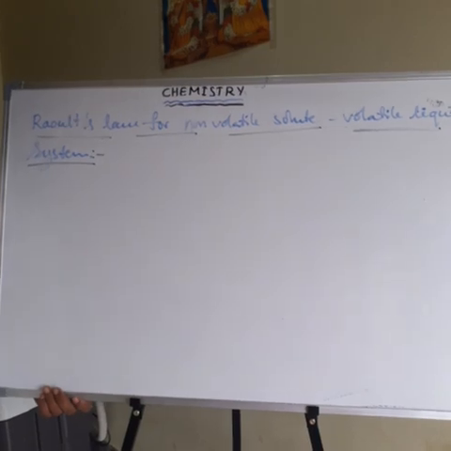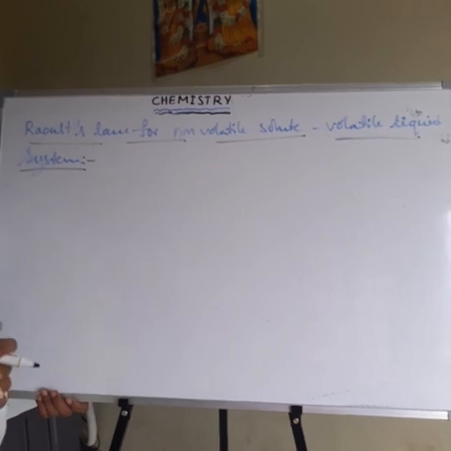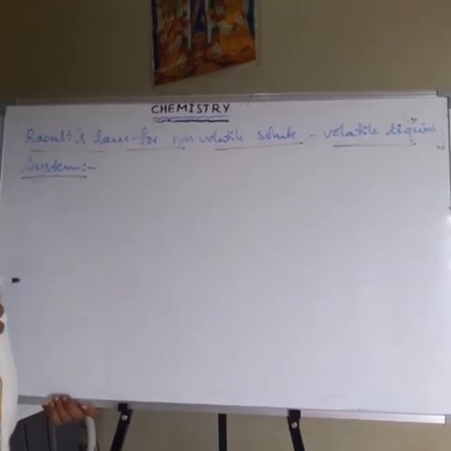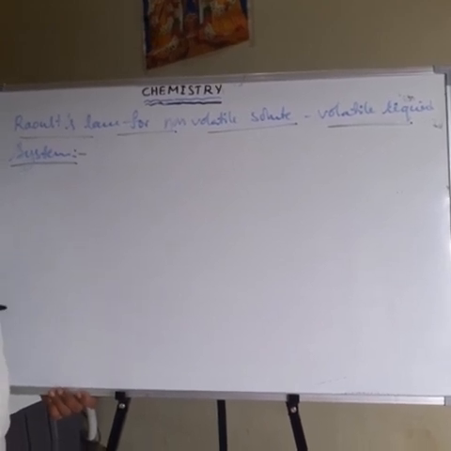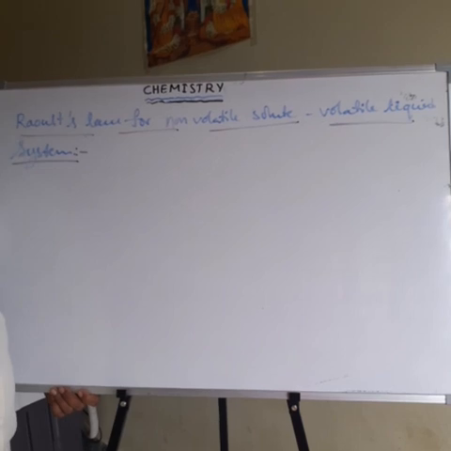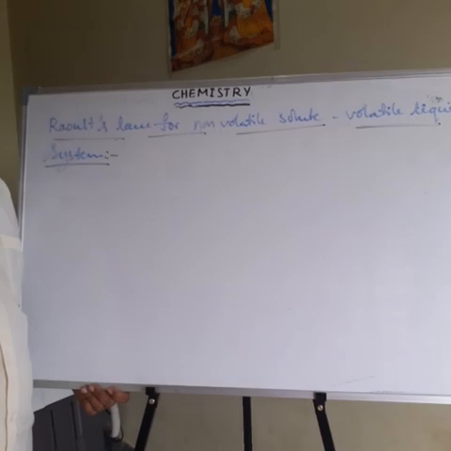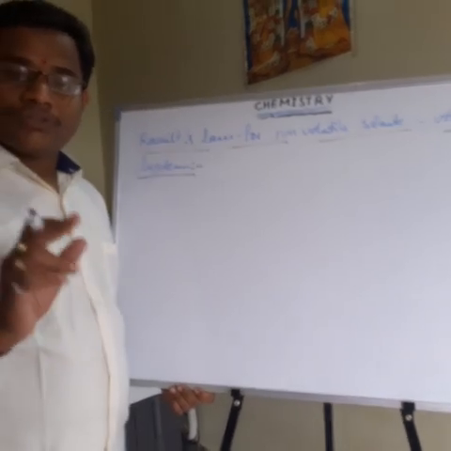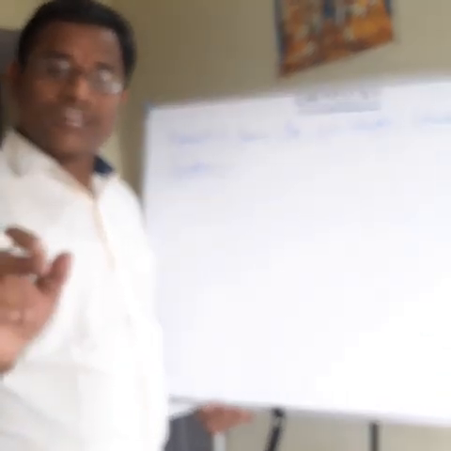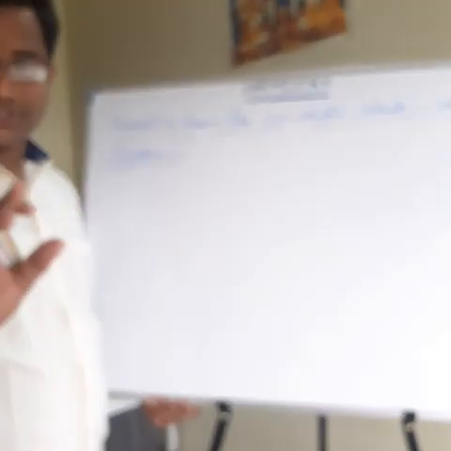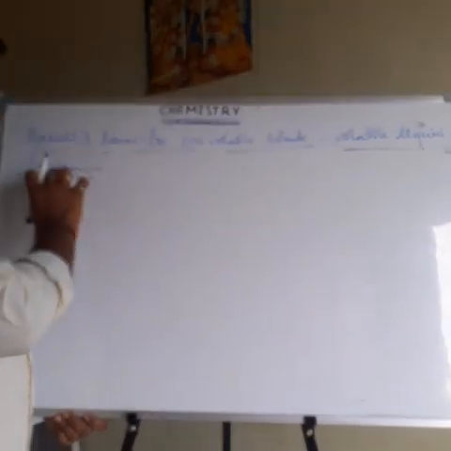Then what is Raoult's law for the non-volatile solute and the volatile liquid system? The statement is: the relative lowering of vapor pressure of a dilute solution containing non-volatile solute is equal to the mole fraction of the solute present in the solution. That is called Raoult's law statement for the non-volatile solute and volatile liquid system.